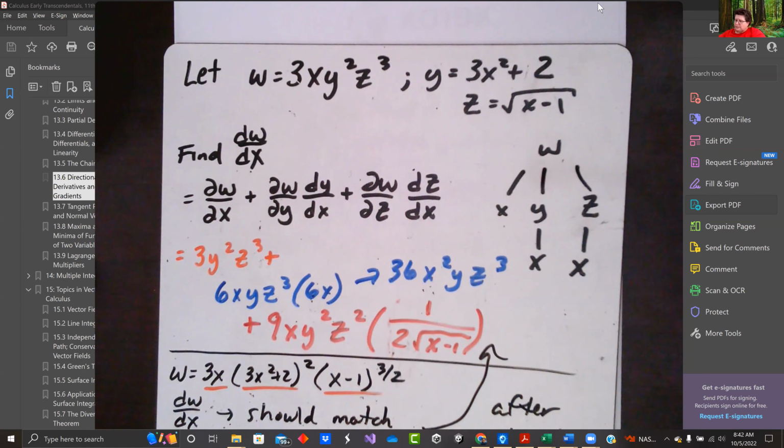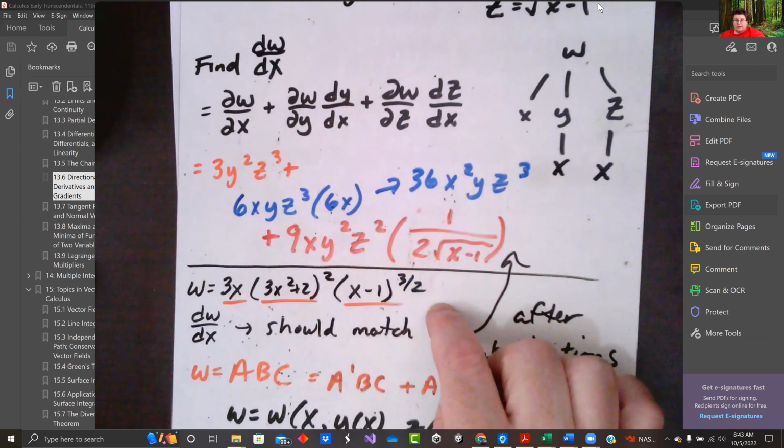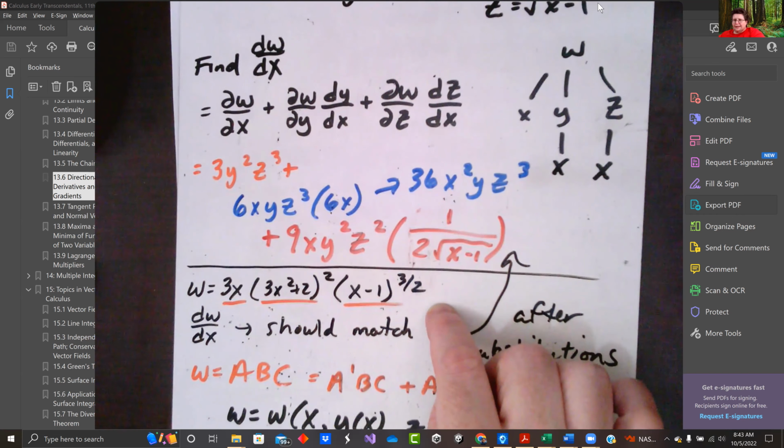I don't, like, understand. Rewrite that as W equals 3x times 3x squared plus 2 squared times, like I did down here. Oh, is that what you did? Oh. So why is that a different function? I don't understand why that's a different function. It's a different way of solving it. The problem's not just different, it's a different way of solving.